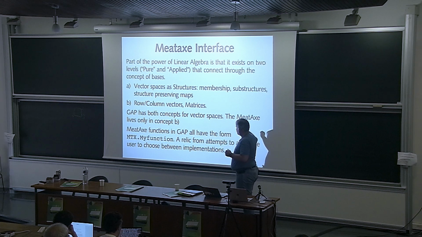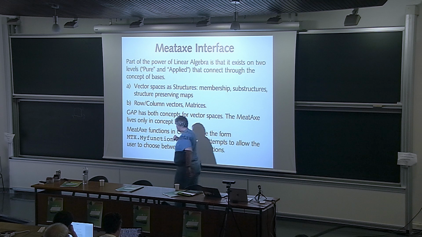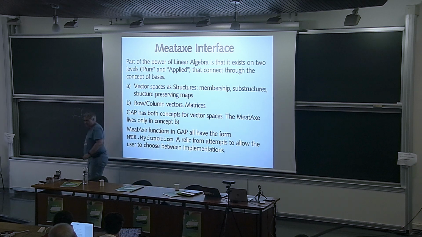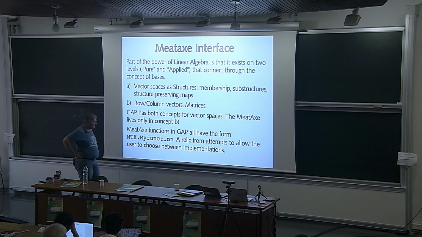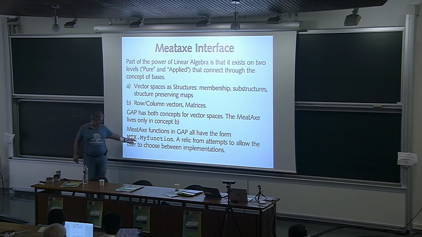So that's why they look that way, and they look a bit spooky that the names all start with MTX dot. That is a relic of an attempt 25 years ago, there was a desire to possibly use different implementations of the MeatAxe. And basically, putting the functions all as components in a record makes it very easy to globally replace which MeatAxe you use. In practice, I think very few people do this, but that's why the names look so strange.